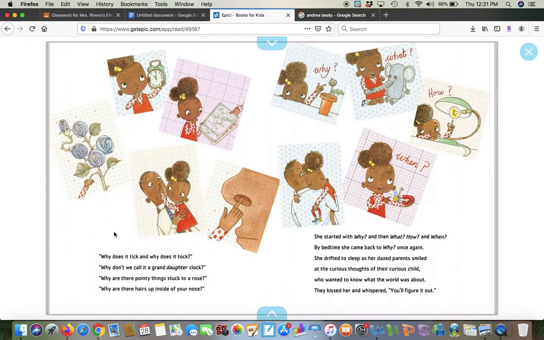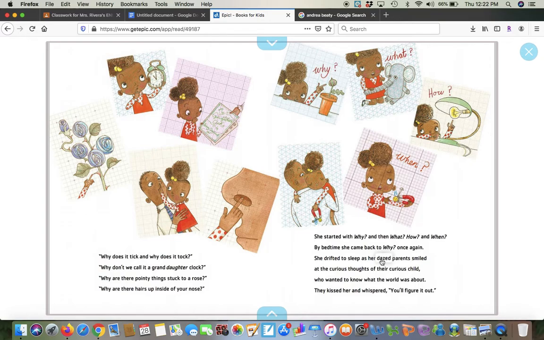Why does it tick and why does it talk? Why don't we call it a granddaughter clock? Why are there pointy things stuck to a rose? Why are there hairs up inside of your nose?" So now she's talking and she's asking a lot of questions. She started with why and then what, how, and when. By bedtime, she came back to why once again.